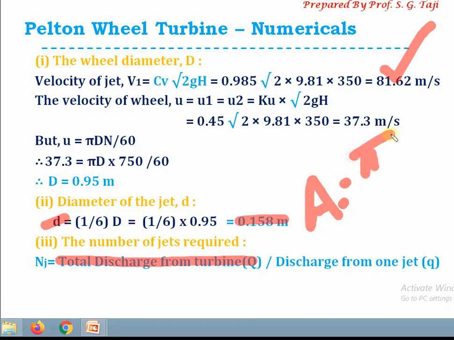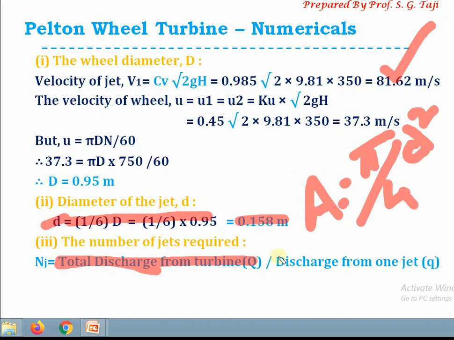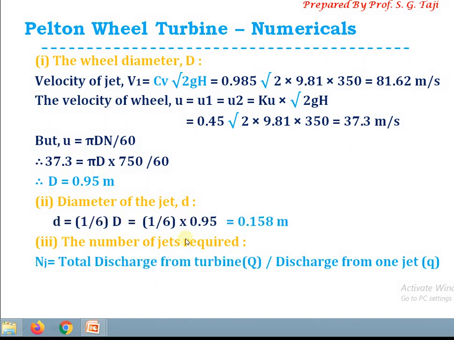pi by 4 d square. We can easily compute the volume of water flowing through the single jet, and just divide the total discharge by the volume of water flowing through one jet, and you will get the number of jets. So we will calculate one by one.